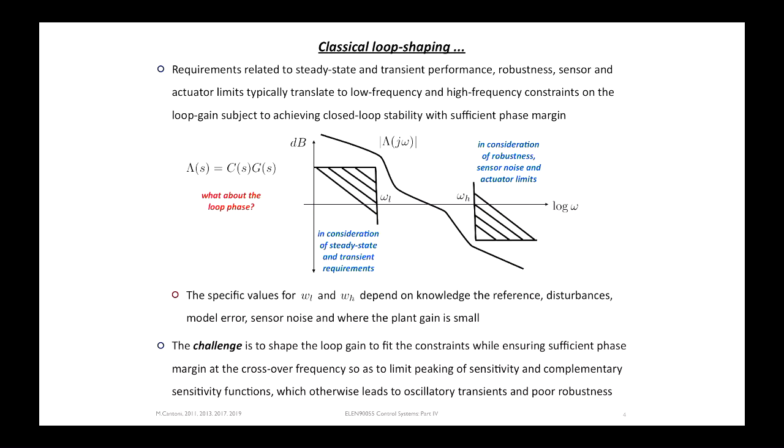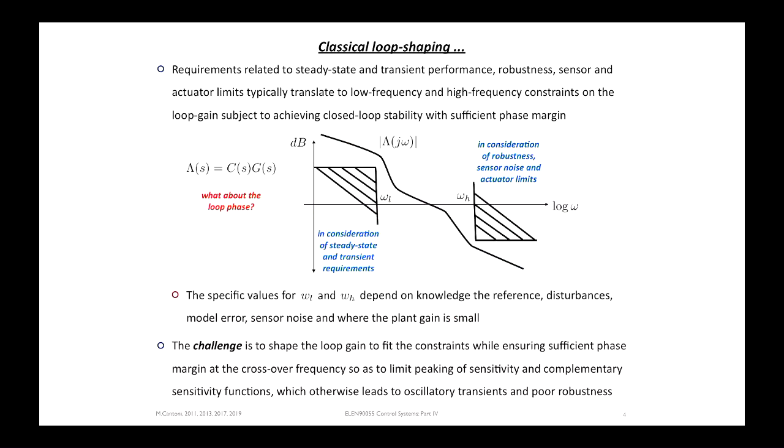All right? And so it's knowledge of the type of reference and disturbances, the model error, sensor noise, and where the plant gain is small, because we don't want to have high controller gain where the plant gain is already small, because that can lead to actuator problems. This gives you lower and upper bounds on the crossover frequency. Information about these things tells you where this has to be high and where this has to be low.